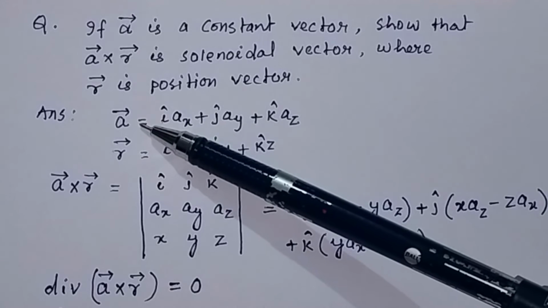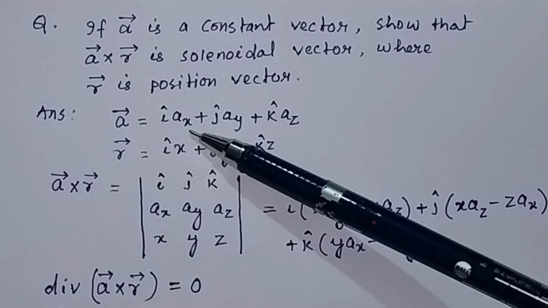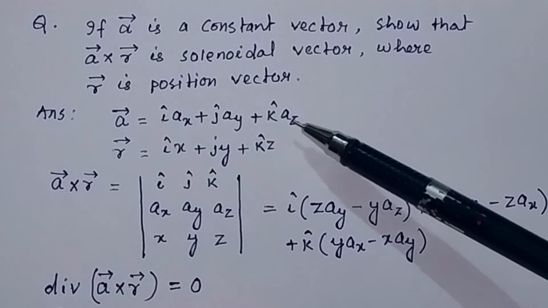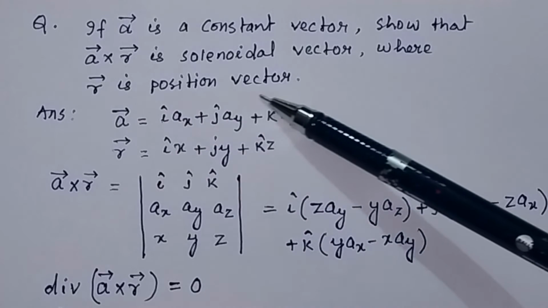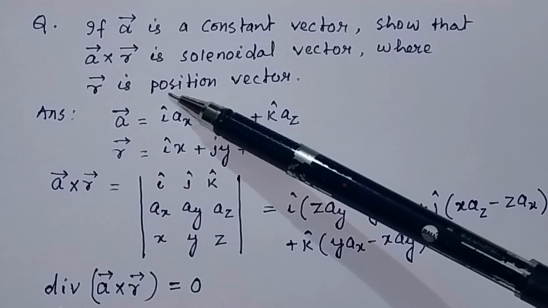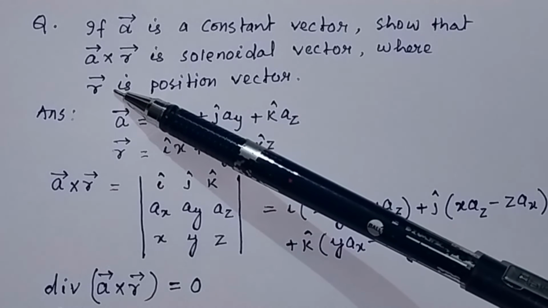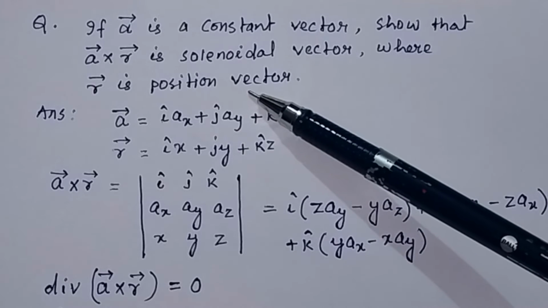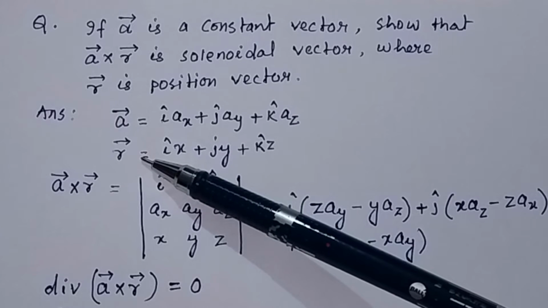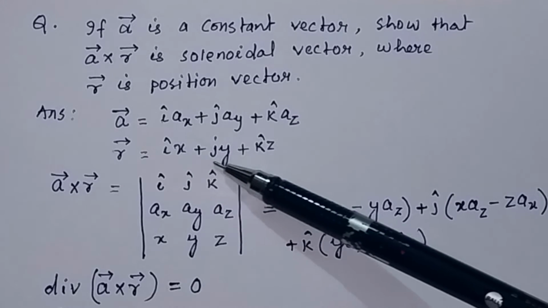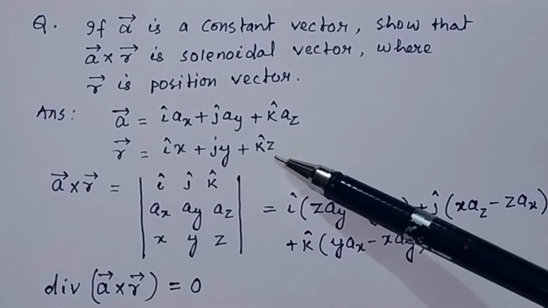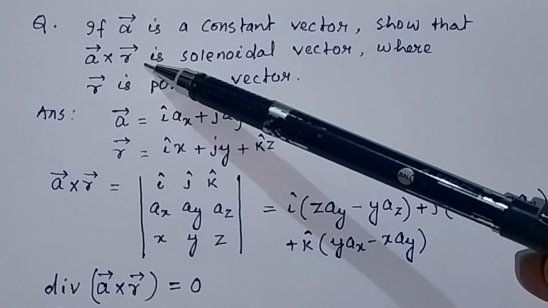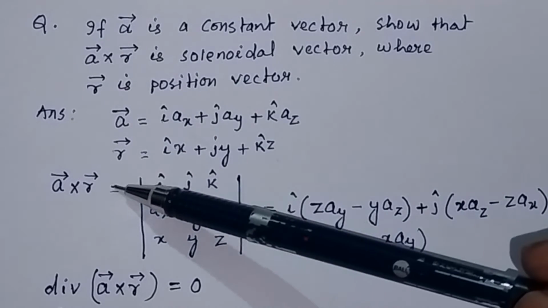Suppose the constant vector A vector equals i cap Ax plus j cap Ay plus k cap Az, and it is given R is the position vector. The vector which originates from the origin of the coordinate system is called the position vector. Suppose the R vector position vector is i cap x plus j cap y plus k cap z. Then what will be the cross product of A and R, A cross R?